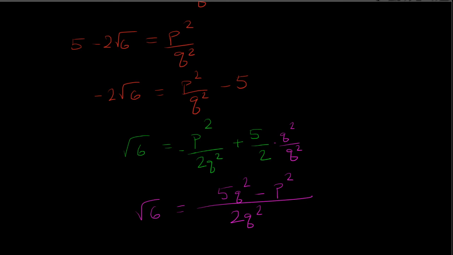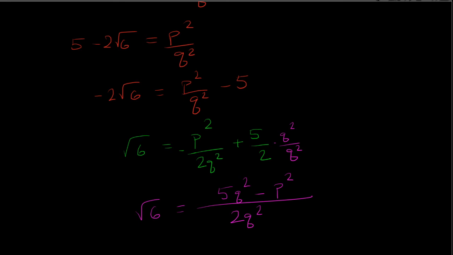One thing to note here is integers are closed under multiplication and subtraction. So if I have Q as an integer, I square it, I get another integer. I multiply that by 5, it's another integer. And I'm subtracting that from P squared, which is another integer. Integer minus integer is integer. So on the right side you have an integer.